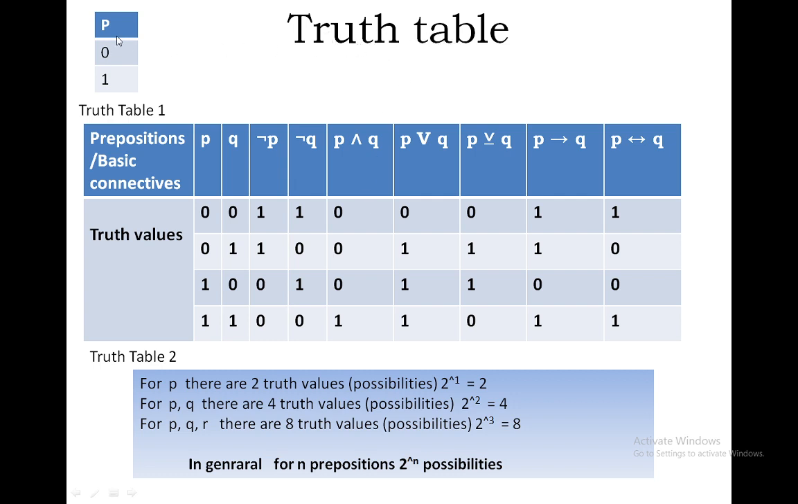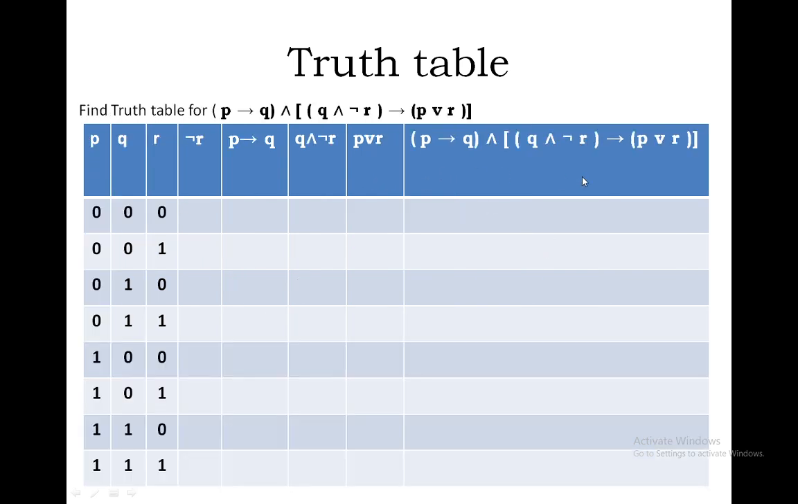So what do you mean by a truth table? Any proposition can have two values, either 0 or 1. If the value is 0, it is called false. If it has a value 1, it is called true. For one proposition we will have two values. For two propositions we will have 4 combinations of values. Similarly, for 3 propositions we will have 8 truth values. Similarly, for n propositions we will have 2 raised to n possibilities. This is the truth table which we saw in the previous class.